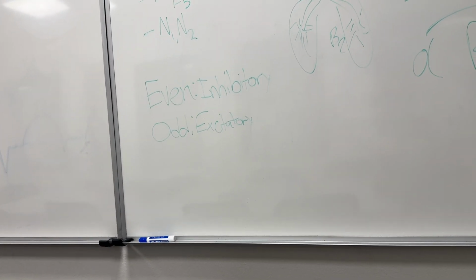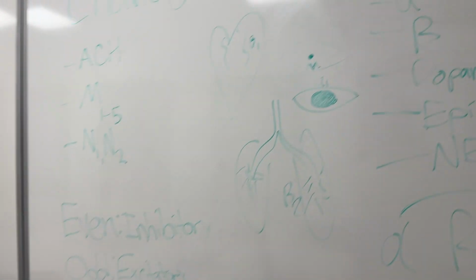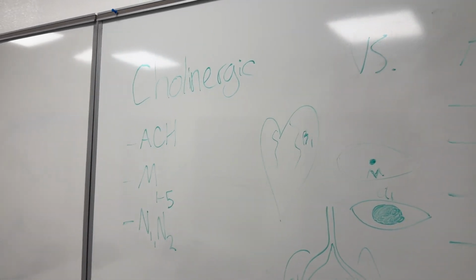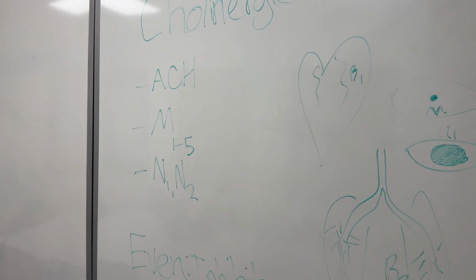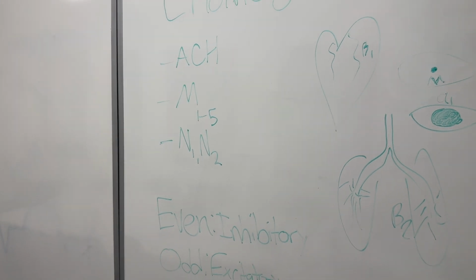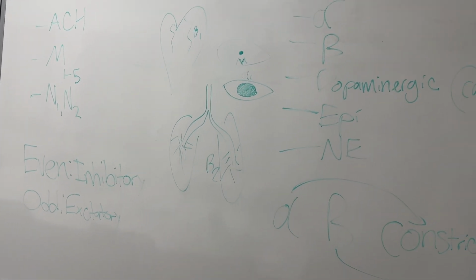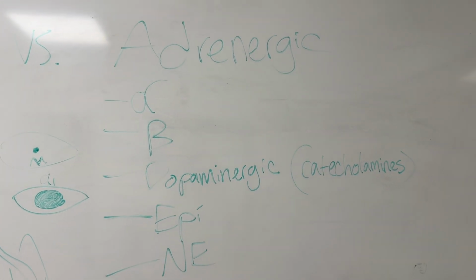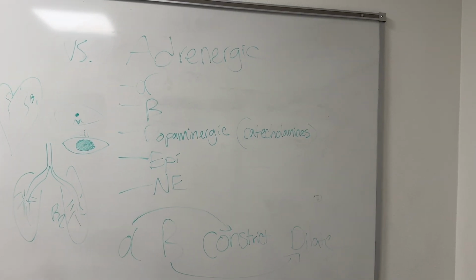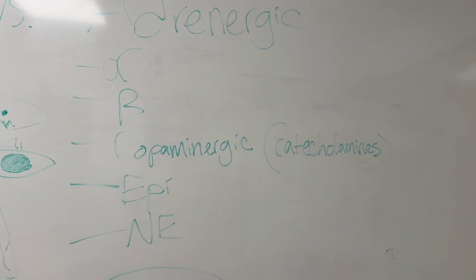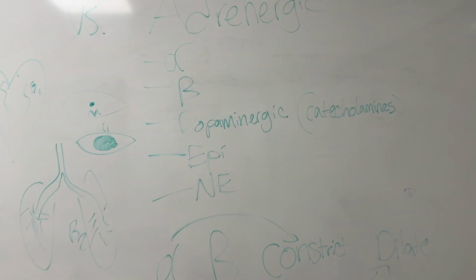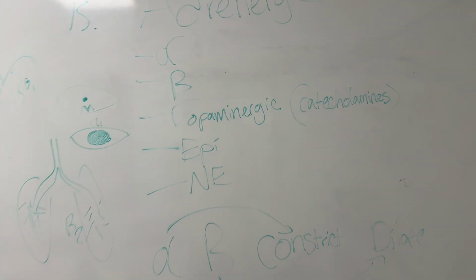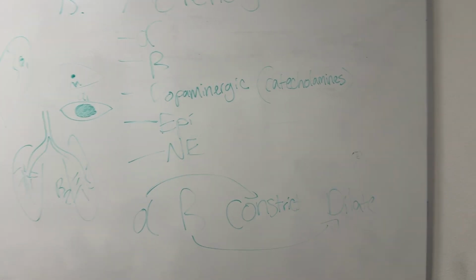Okay. So moving on to cholinergic and adrenergic receptors. Our cholinergic receptors are the receptors that are going to respond to acetylcholine, and these receptors are going to be muscarinic receptors 1 through 5 and nicotinic receptors 1 and 2. And then our adrenergic receptors are going to respond to catecholamines. These are going to be things like dopamine, epinephrine, norepinephrine, and these consist of alpha, beta, and dopaminergic receptors.